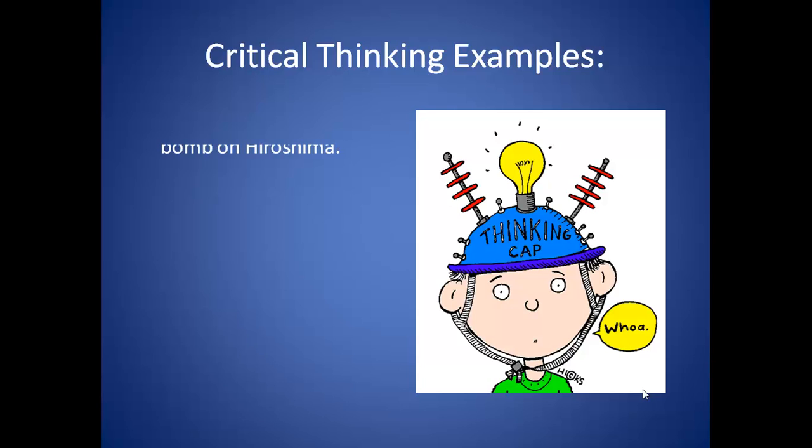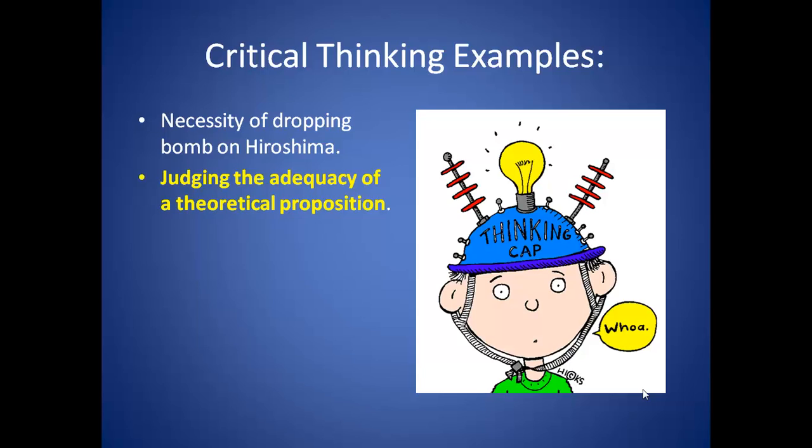Critical thinking examples. The necessity of dropping the bomb on Hiroshima. Yes, we did do that. But were there other possibilities, and what are the ramifications of those other possibilities had that not been the choice? It's important for students to think about this, because this type of question may come up in history in their lifetime. Another example is judging the adequacy of a theoretical proposition.